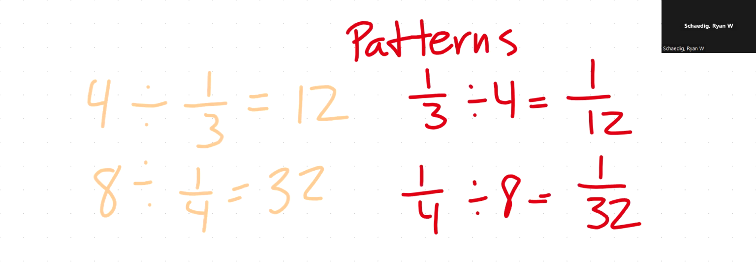One, for example, here, in a sense, I wouldn't say these are the inverse, because they're both division. But when we take a whole number and divide it by a third, we get 12.